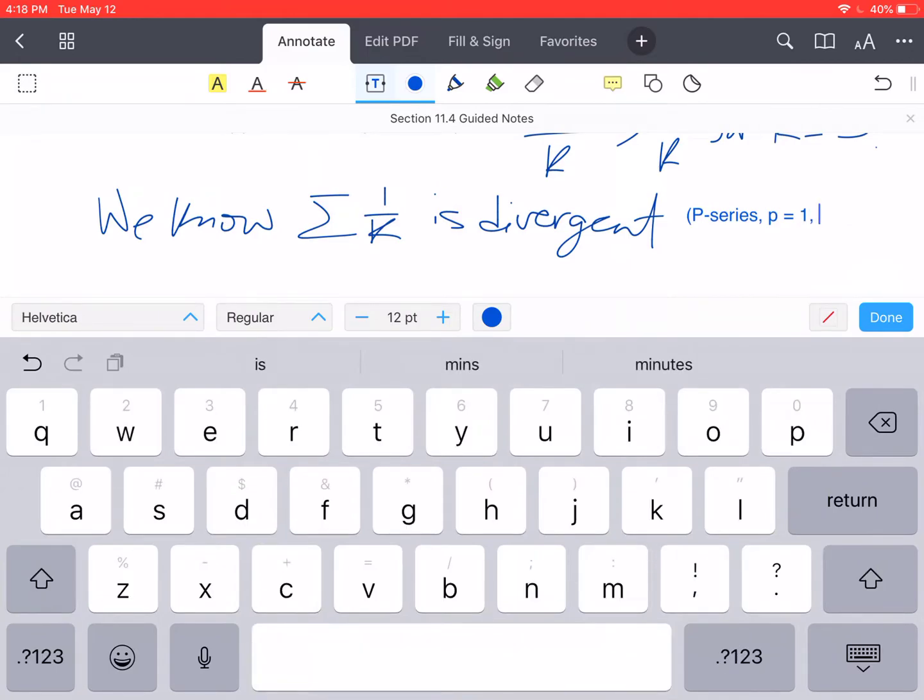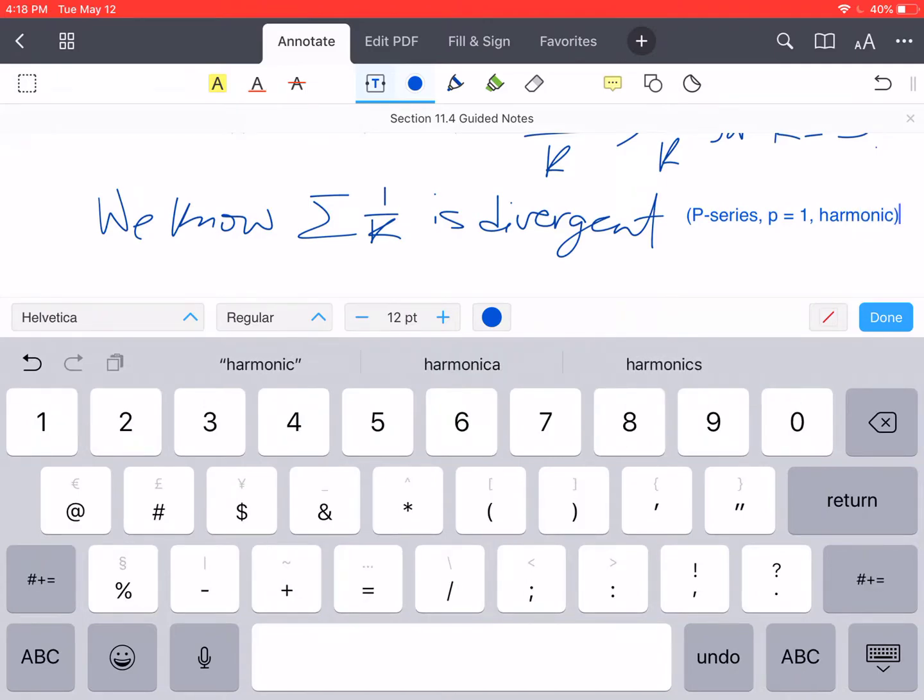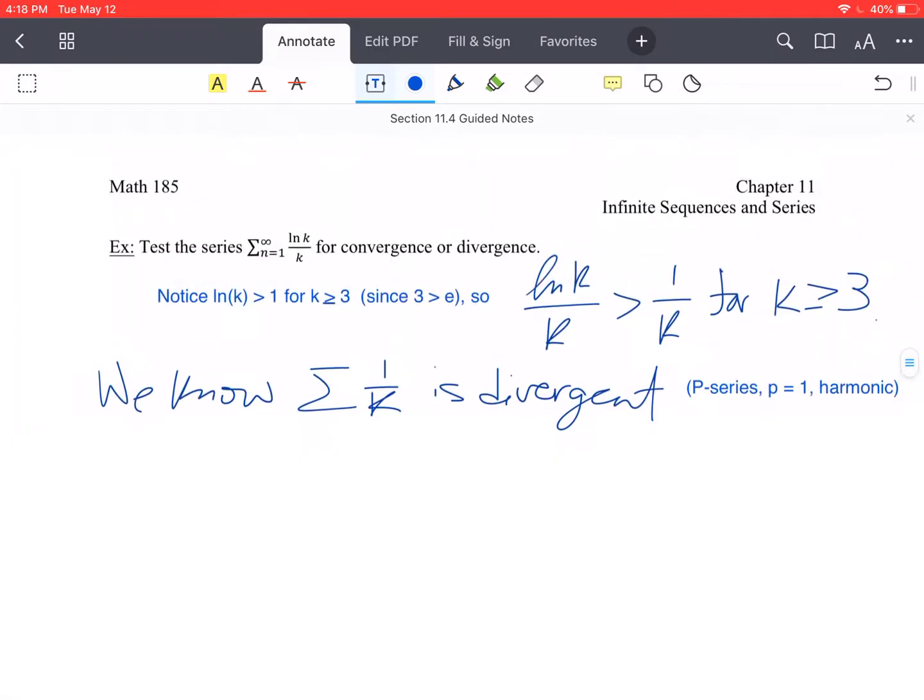And this one actually was a special one we talked about. This is the harmonic series. So the harmonic series is divergent. Okay, so we know that this series, so here comes the argument right here, this series is divergent. And our series is bigger, which means that it must also be divergent, by the comparison test.